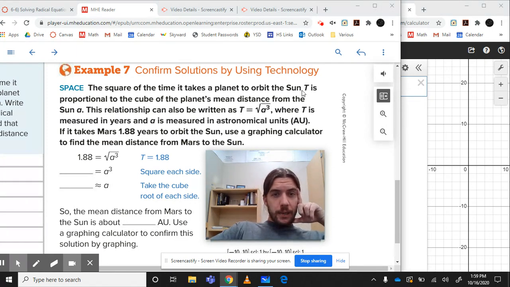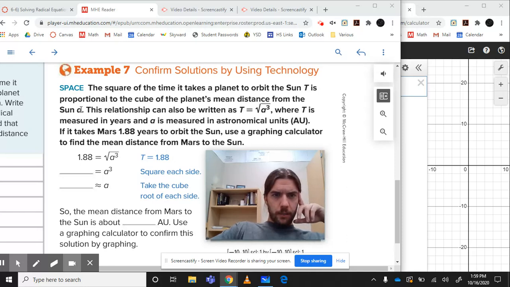The square of the time it takes a planet to orbit the sun, t, is proportional to the cube of the planet's mean distance from the sun. This relationship can also be written as t equals the square root of a cubed, where t is measured in years and a is measured in astronomical units. It's just the distance from the Earth to the sun.